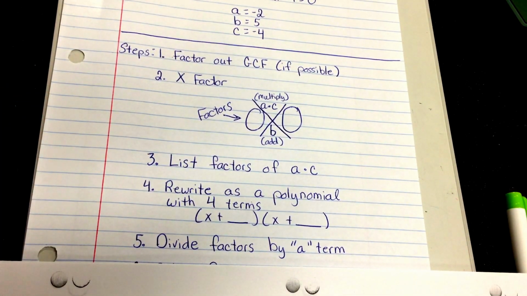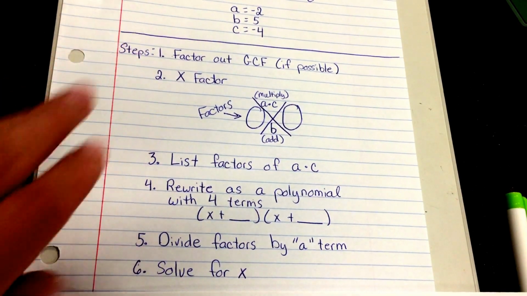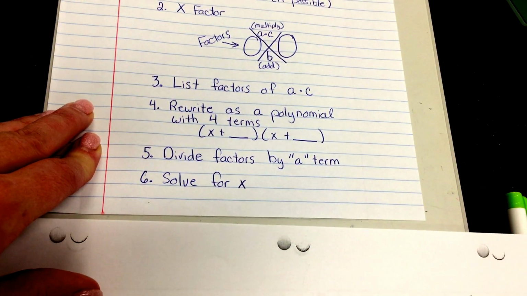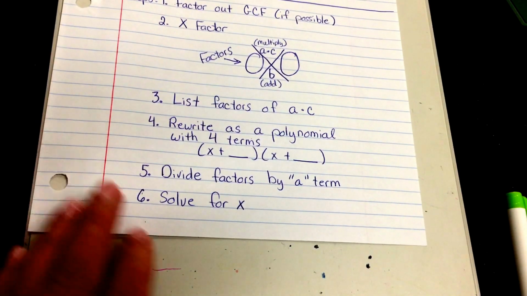Now, if we have an A that's anything other than 1, we'll have to divide by that A term, but we're going to worry about that in the next lesson. Today, we're just going to work with A's that are a value of 1. You'll solve for X by using your zero product property that we just completed, and then you'll have your answer. Okay? So let's look at this first problem on your notes.